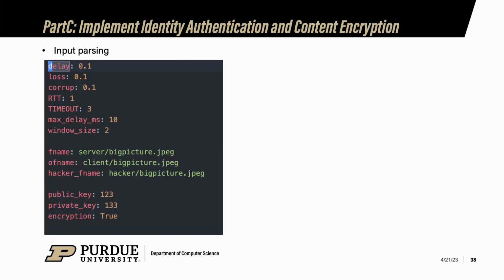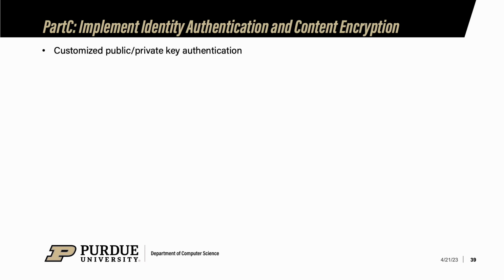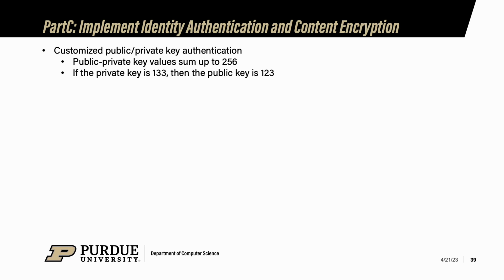In Part C, we need to implement identity authentication and content encryption. The new input parameters are the public and private key pair and whether the encryption is enabled. Our customized public and private key authentication algorithm works in this way. First, the public and private key pair sums up to 256. If the private key is 133, then the public key is 123.